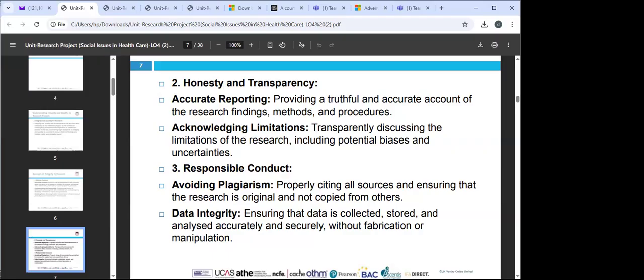Responsible conduct. Avoiding plagiarism, we all know that. By not giving the right bibliography, references, and citations, you are not avoiding plagiarism. Plagiarism is something that goes around the misconduct of the university, and that can lead to you being withdrawn from the course that you intend to do.